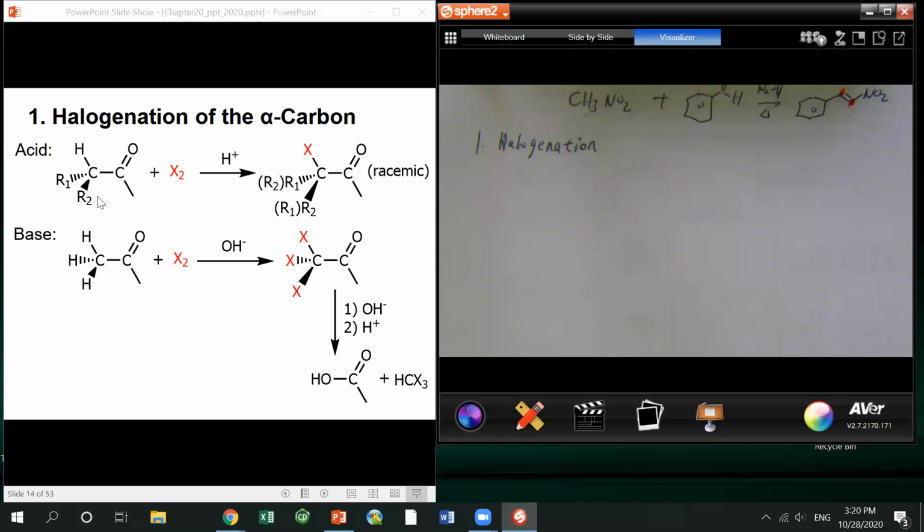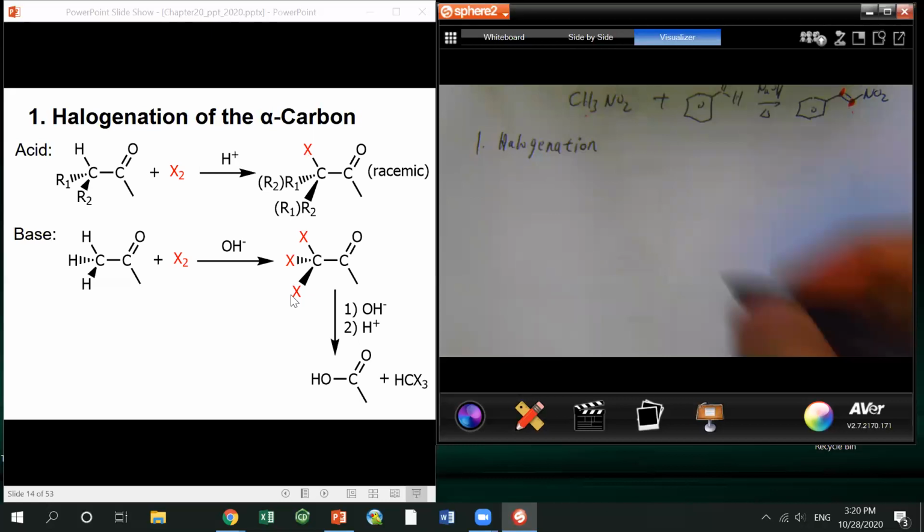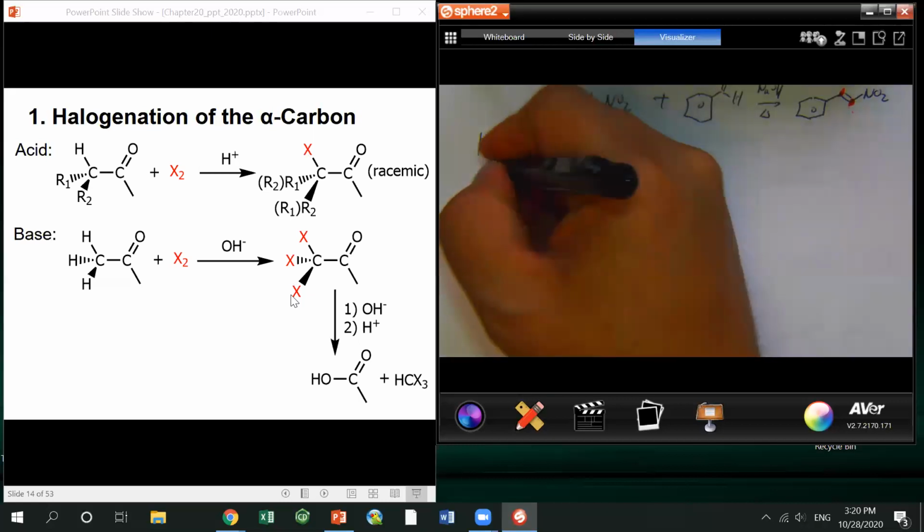It looks like here we replace one alpha hydrogen with a halogen, but it really depends on the reaction conditions. If you're under acid conditions, only one alpha hydrogen is replaced. But under basic conditions, you can replace as many as up to 3 hydrogens. That's the interesting thing here, so I will write it down.